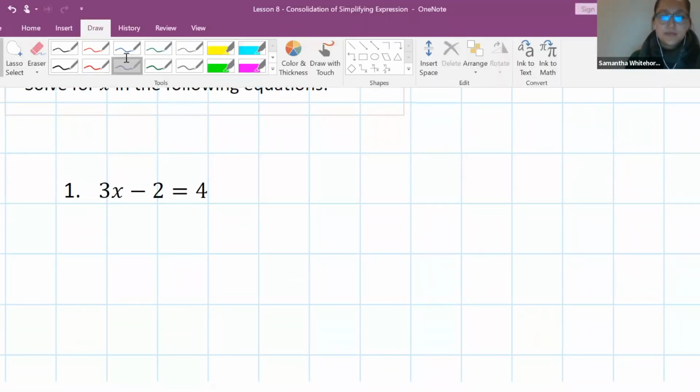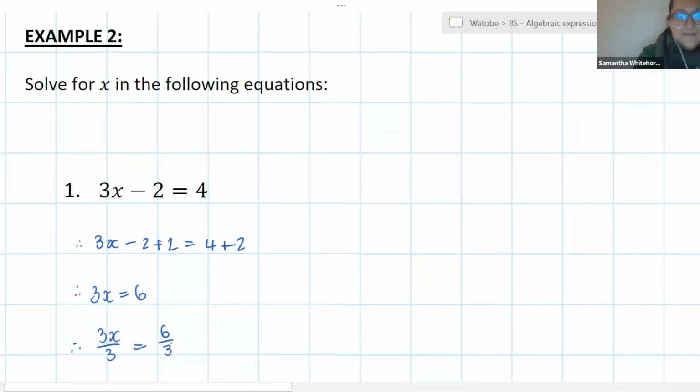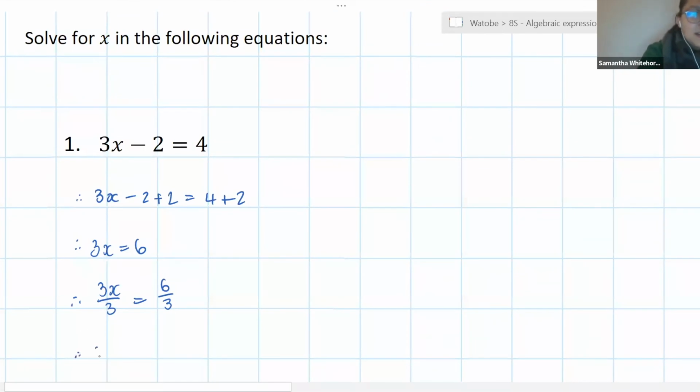Okay, so first, ma'am, I would say 3x minus 2 plus 2 would equal 4 plus 2. Okay, yeah, keep going. And then after that, 3x will equal 6, from the 4 plus 2. And then we can divide both sides by 3. 3x will be cancelled out by 3, and x will equal 2. Awesome, well done. On fire tonight.